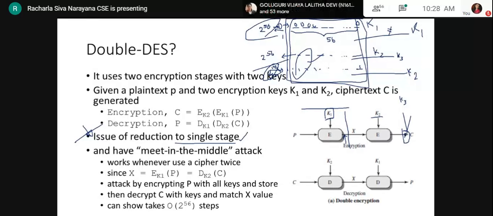Next, another problem is that here we have the meet in the middle attack.